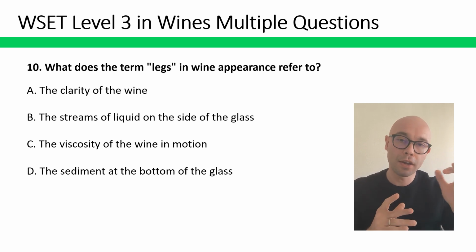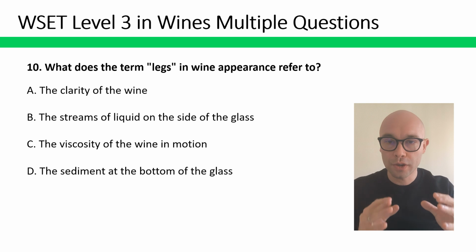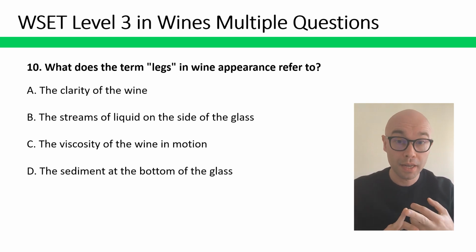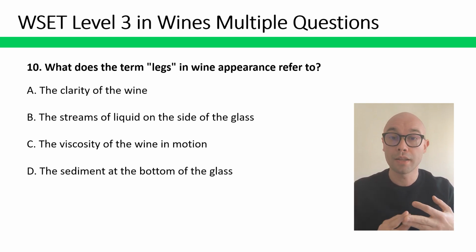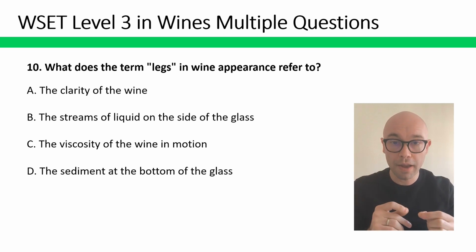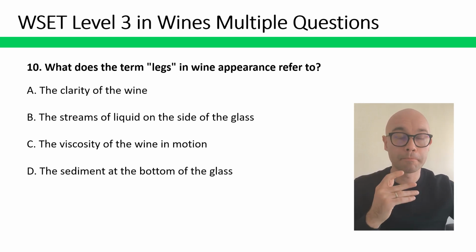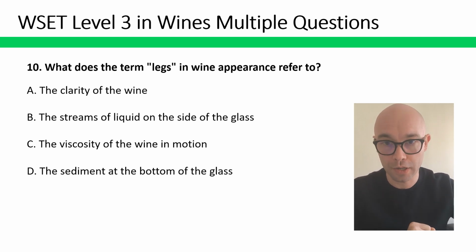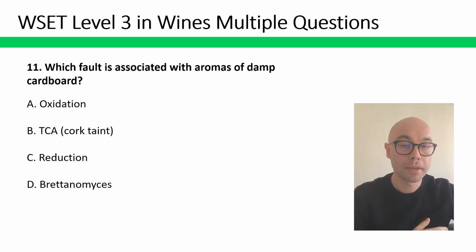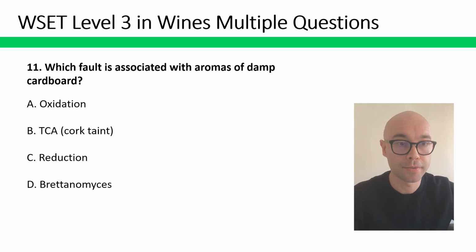So if the tears or the legs are thicker and going slower, it could be an indication of residual sugar in the wine and high alcohol. If the tears or legs are thin and go very fast, this is an indication of a dry wine that has low alcohol level. But anyway, you're not going to get points for assessing this legs or tears.